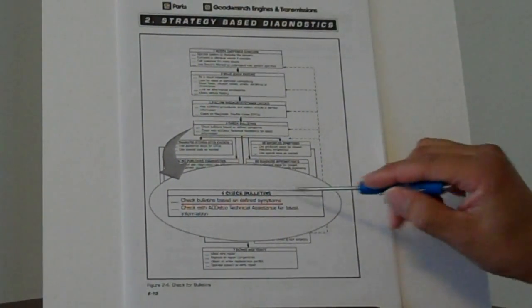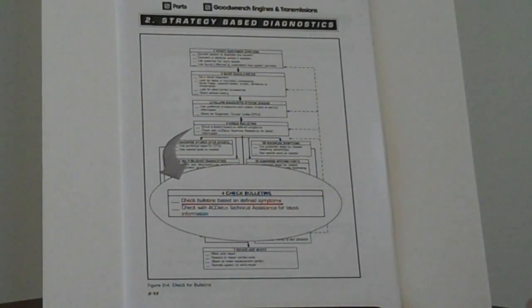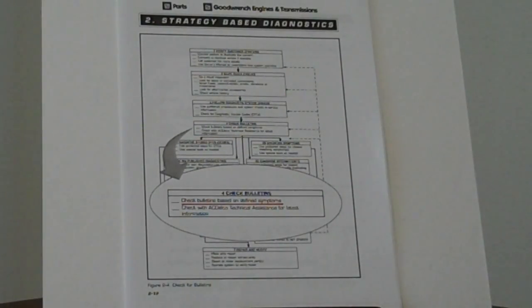Step 4. Check bulletins. Check bulletins based on defined symptoms. The technical service bulletins, or TSBs, are provided to technicians to help in solving concerns in different disciplines of automotive repair. Two very important TSBs concerning the power steering system are the power steering pump replacement tips and the power steering system analyzer.